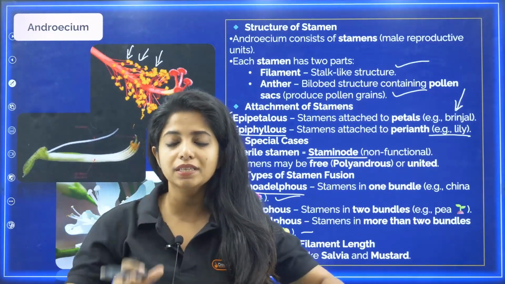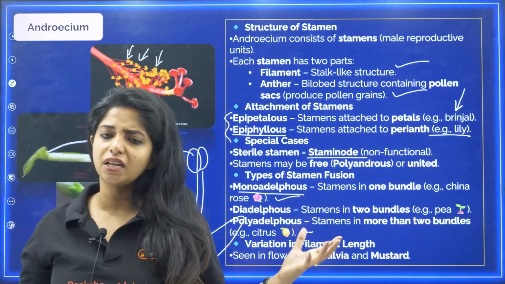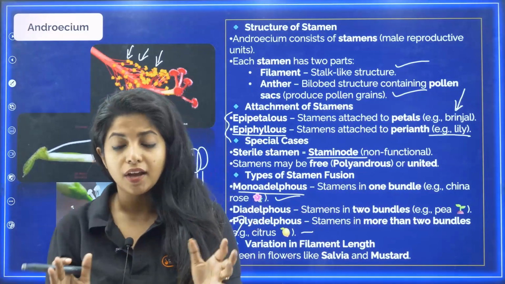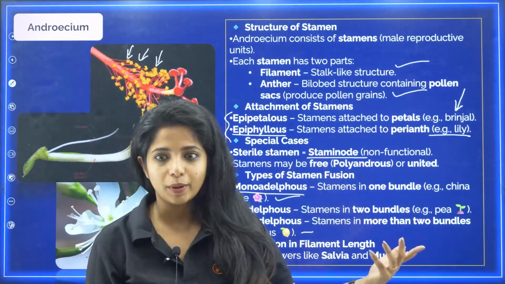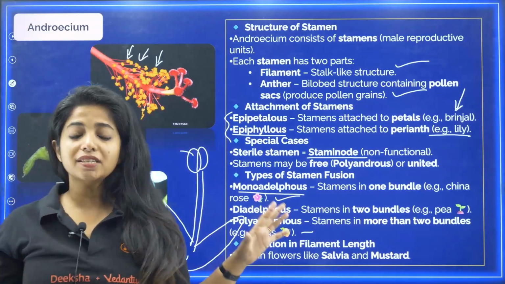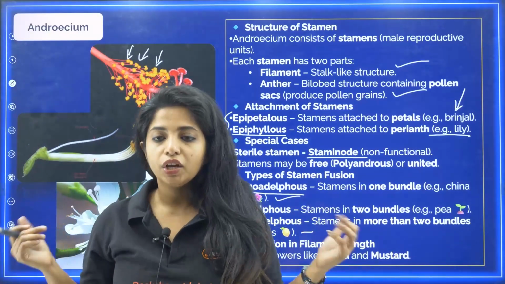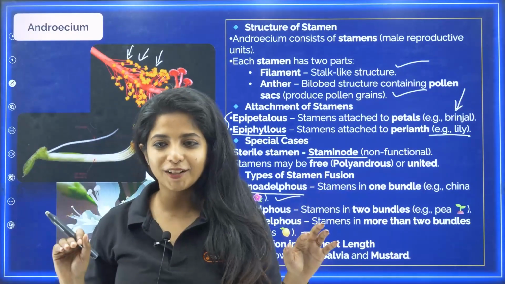Now, epiphyllous means the stamen is attached to the perianth. Perianth is nothing but calyx and corolla, all of it together, fused condition. You can find it in lily. That is epiphyllous condition. Now, a sterile stamen, when it is non-functional, you call this staminode.